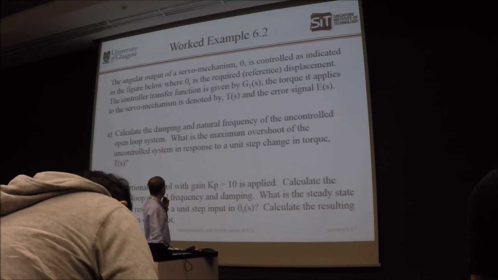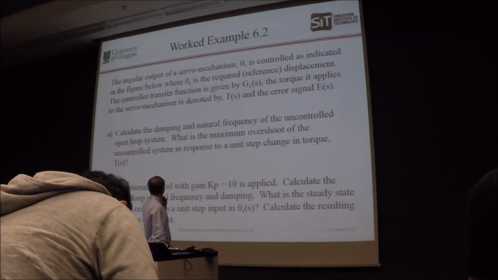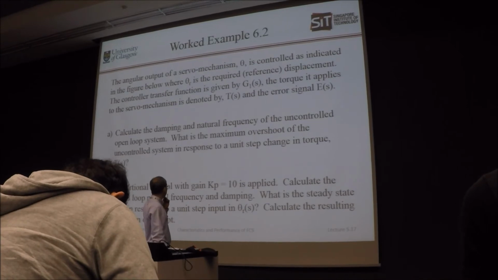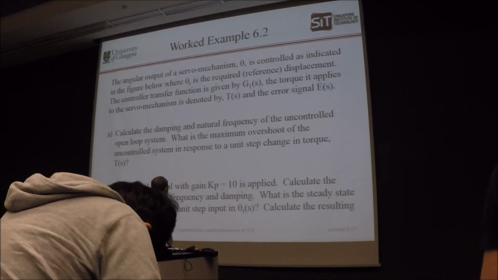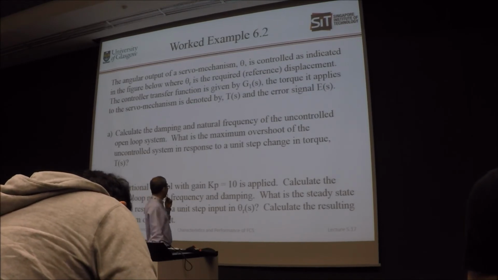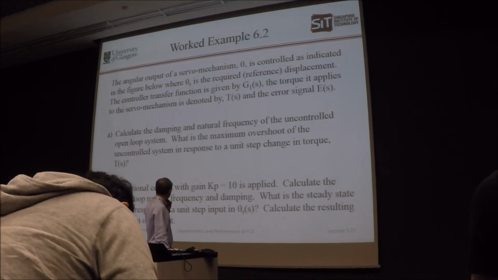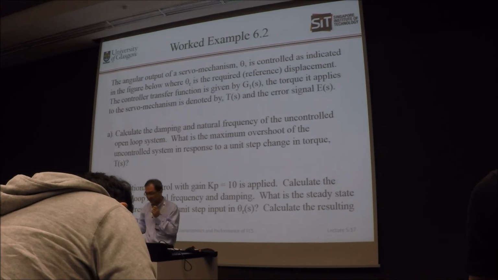Proportional control gain Kp equal to 10 is applied. Calculate the closed loop natural frequency and damping. What is the steady state error in response to unit step input in theta R(s)? Calculate the resulting maximum overshoot. Okay, this is what you see in exam.